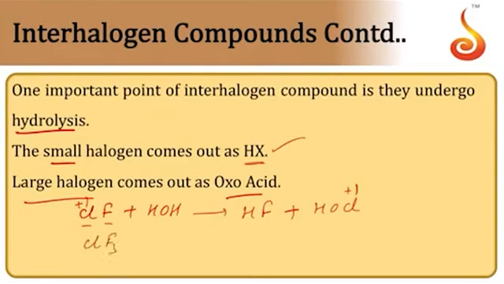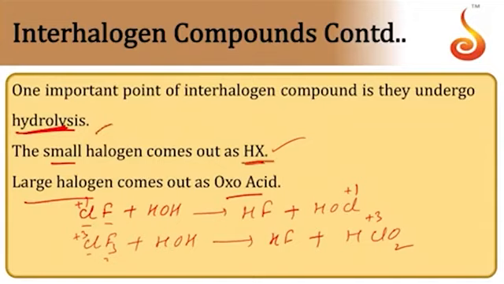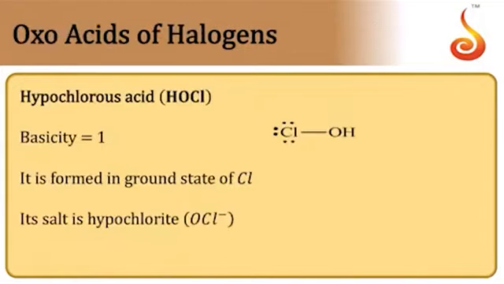Suppose you take ClF3 plus water giving rise to, again the smaller one is F, it forms HF, plus the larger one is chlorine having +3 state here. It forms an oxy acid where chlorine is having +3 state, that is HClO2, having +3 state for chlorine. So all these molecules undergo hydrolysis. They form 2 compounds. The smaller one comes out as HX. The larger one comes out as the corresponding oxo acid of that. With this we are done with interhalogen compounds.